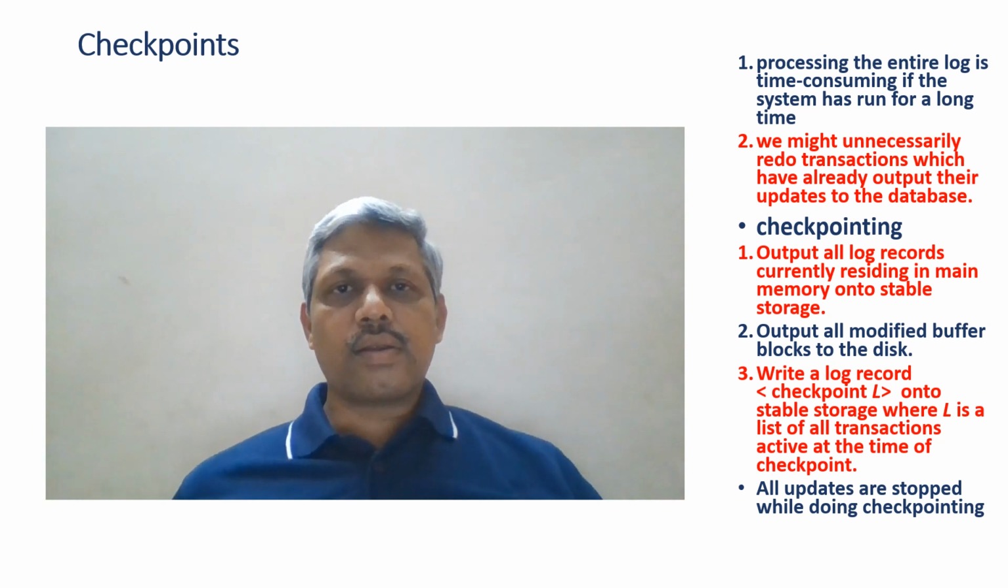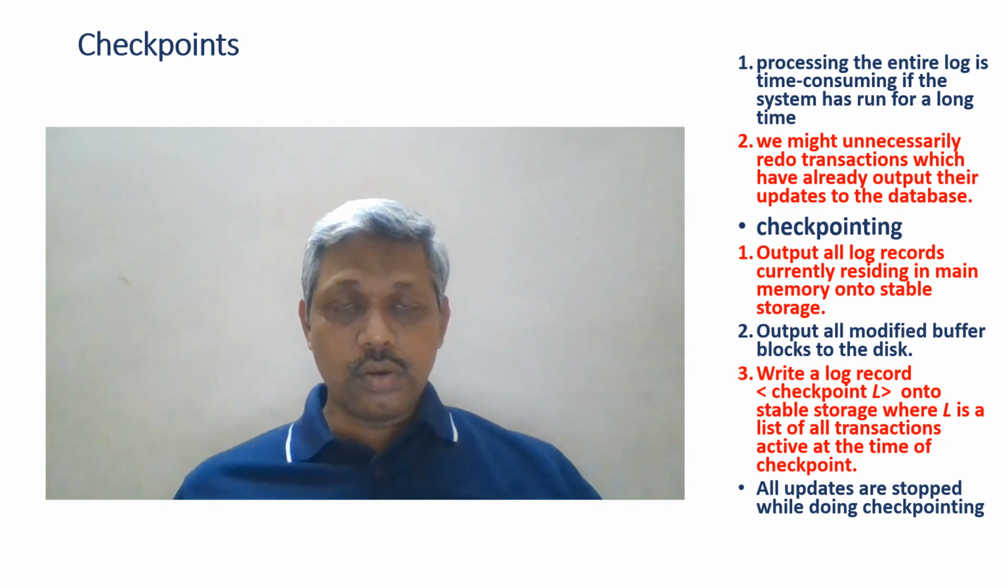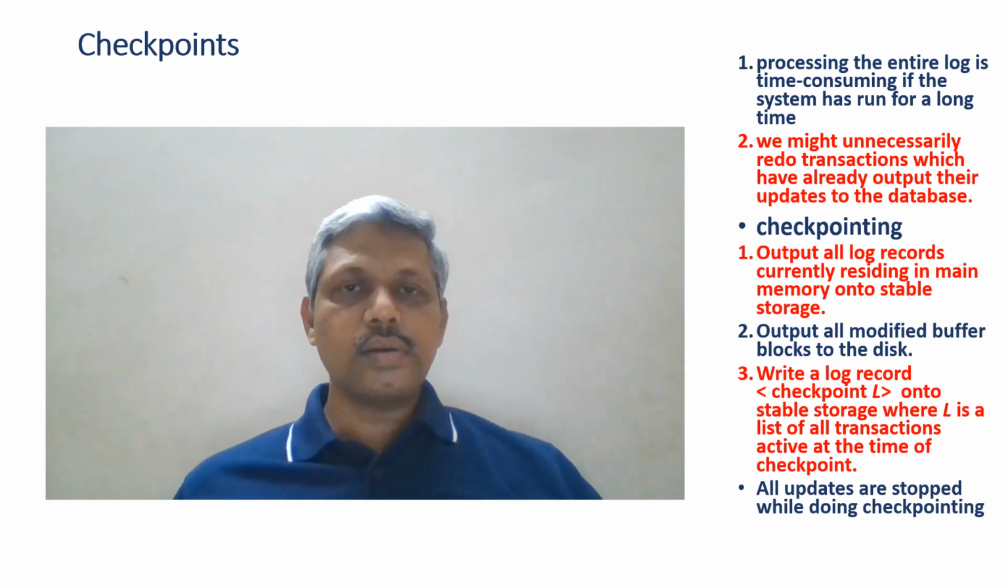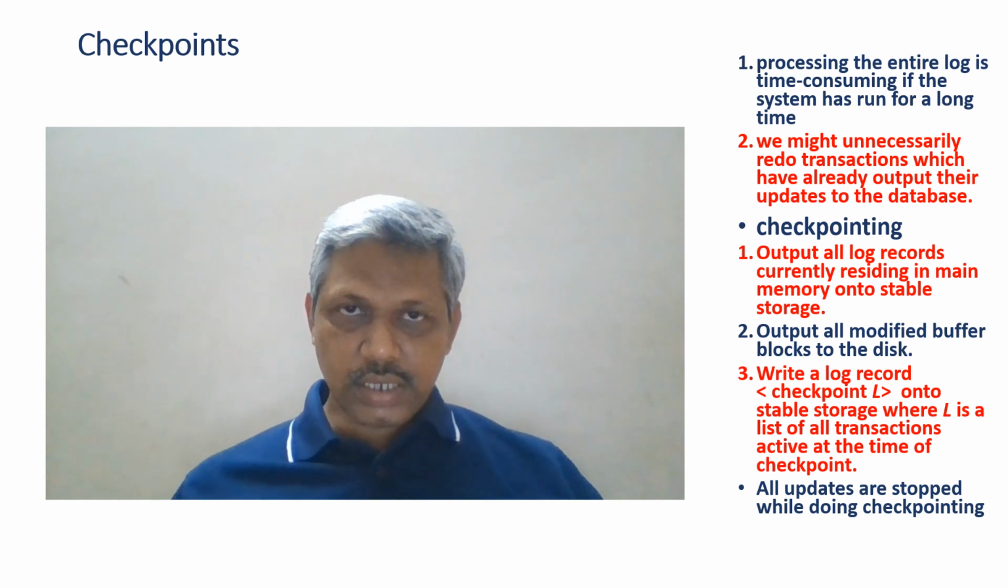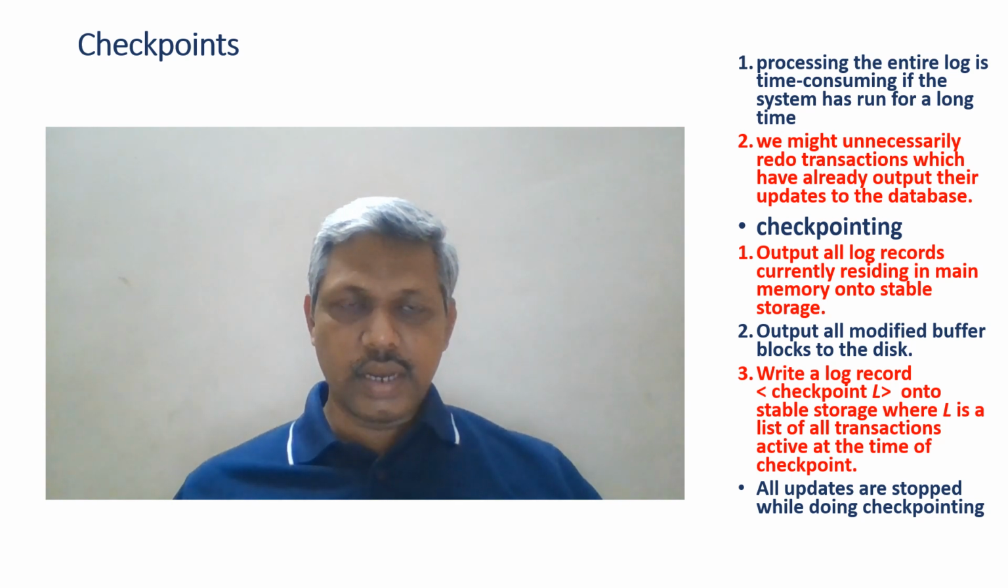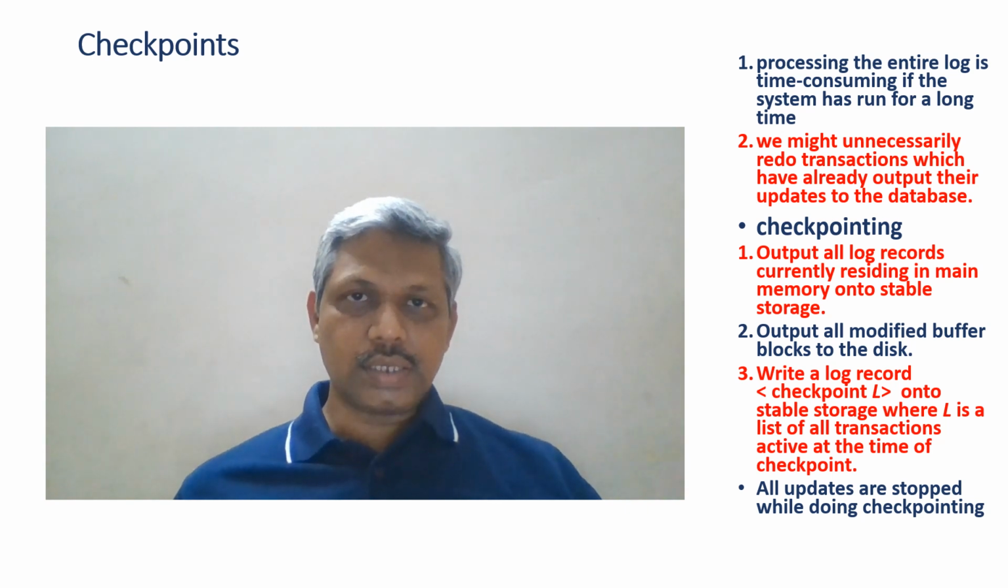And after that, write a log record. You have to create a new log record of the form L checkpoint, where L stands for the list of transactions that are active at the time of the checkpoint. Whatever transactions are active at this point of time of creating the checkpoint, you note down all the transactions and create one more log record, checkpoint L, consisting of all the transactions that are active, because these are the transactions which are to be taken care of for further action if there is a crash.